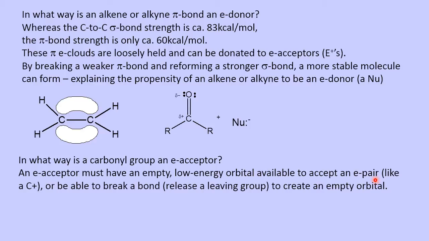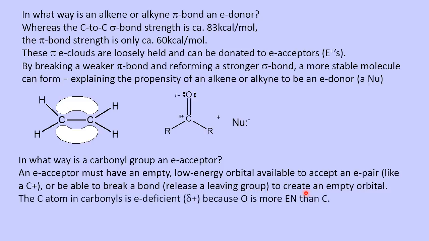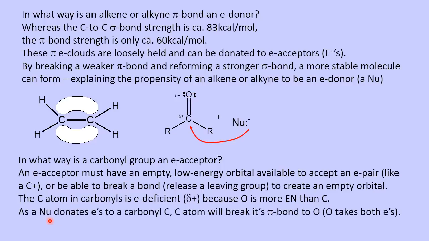An example of such would be a carbocation. It's got an empty 2pz orbital. The other alternative is that the atom is able to break a bond, release a leaving group, and create an empty orbital. Now the carbon atom in carbonyls is electron deficient, it's delta plus, because oxygen is more electronegative than carbon. And so the nucleophile donates electrons to the carbonyl carbon.